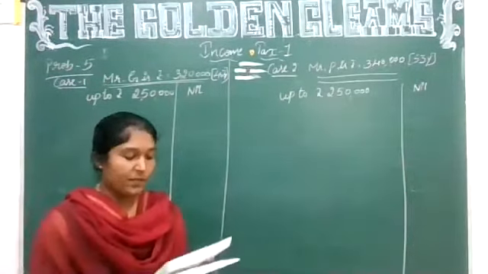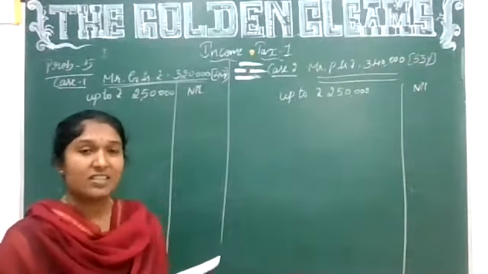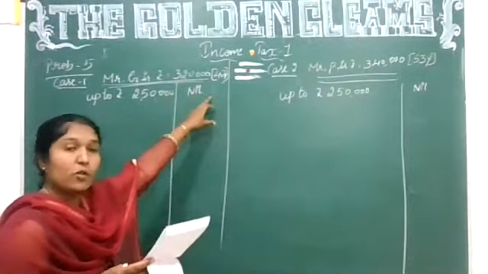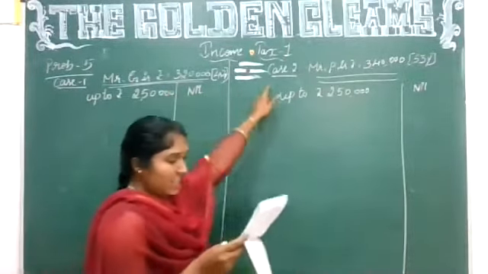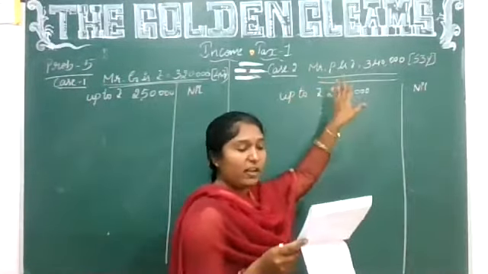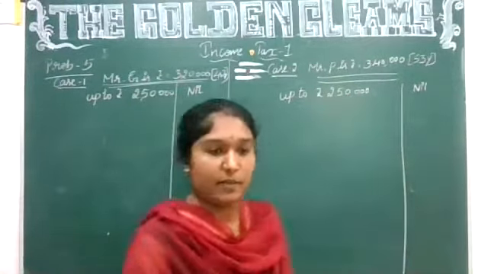Case 1: if the total income of Mr. G is rupees 3,20,000, and the age is 42 years. Case 2: if the total income of Mr. P is rupees 3,40,000, and the age is 43 years.